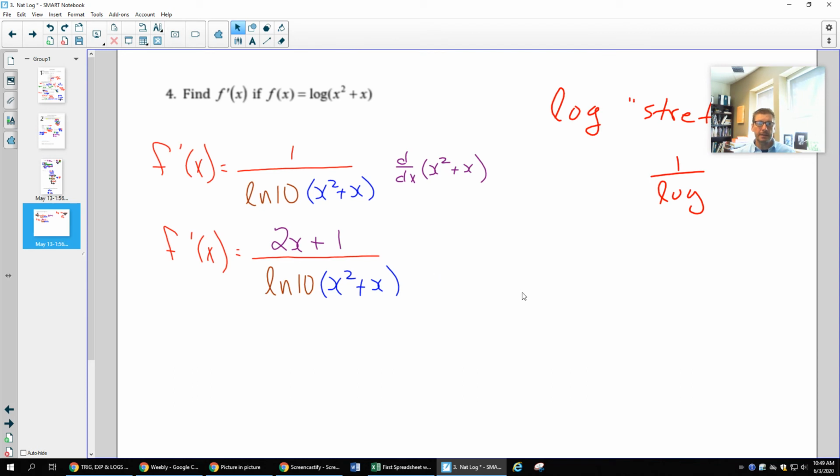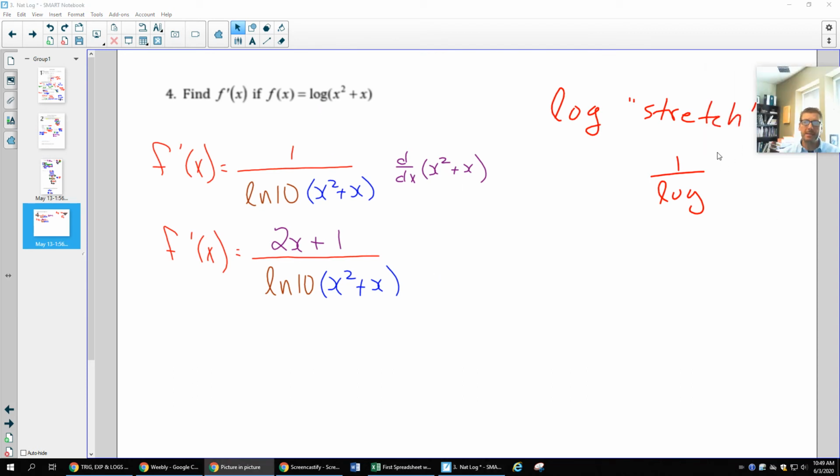And then our last example here, this is base 10. So again, we're talking about base 10. Your stretch is 1 over log. And again, we don't write it as 1 over log. Usually there's a base 10 here. So log base 10. Your stretch is natural log of 10. And then the function that you start with, the rule's the same. It's 1 over the function. So it's 1 over x squared plus x, with 1 over its stretch factor, and then times the derivative of x squared plus x, which is 2x plus 1.